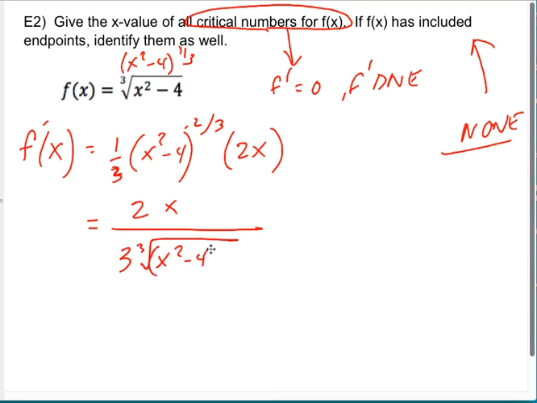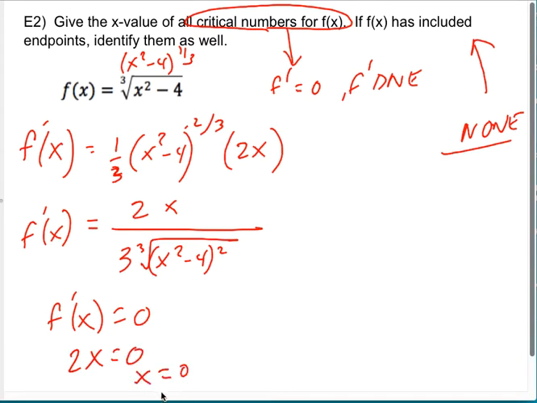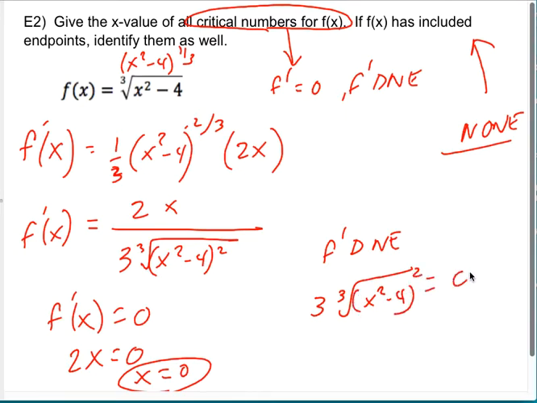Cube root of this thing squared. Yeah, okay. So now I have a situation where my f prime can be 0 or not exist. For f prime of x to equal 0, when you have a fraction, that means the top equals 0. That's how fractions work. So f prime equals 0 when x equals 0. But f prime does not exist when the denominator equals 0. So that's going to be when the cube root of this thing is 0.